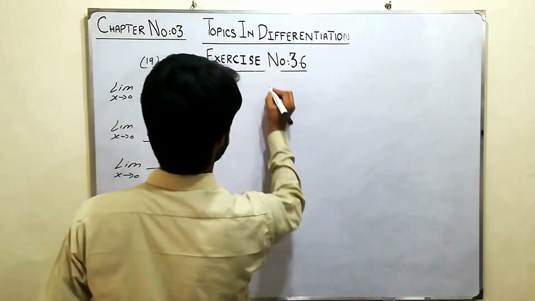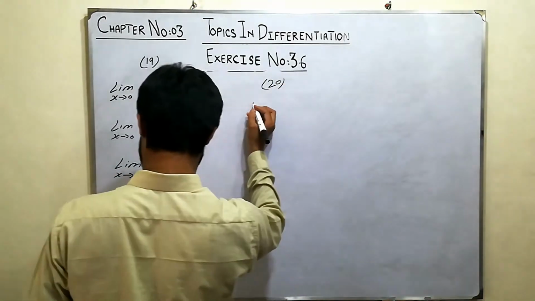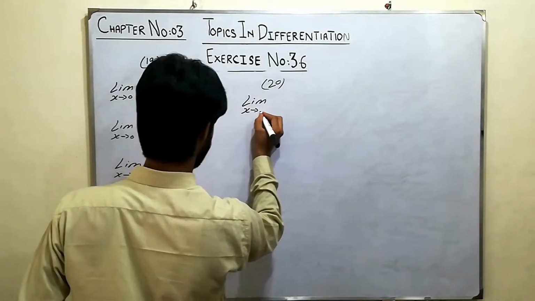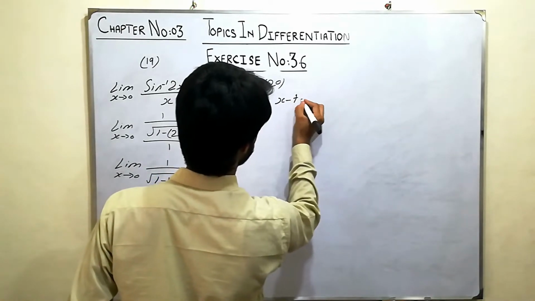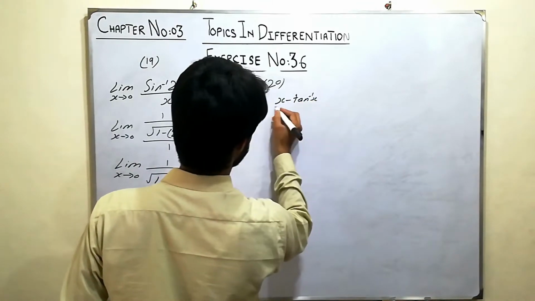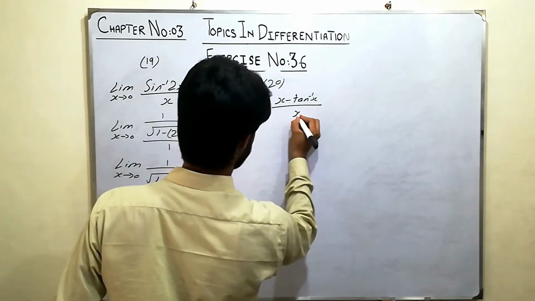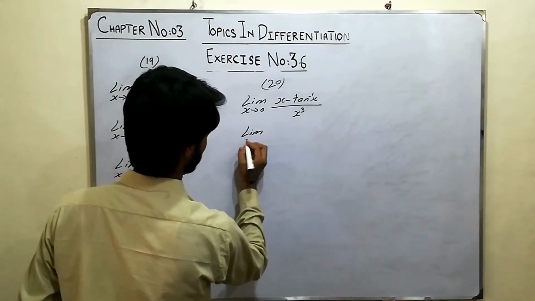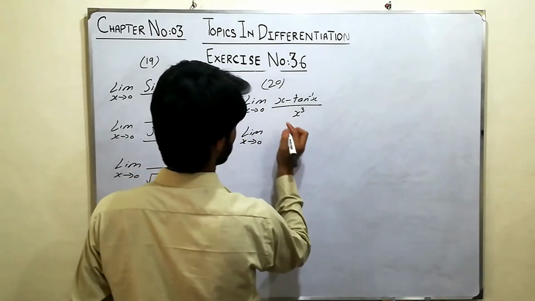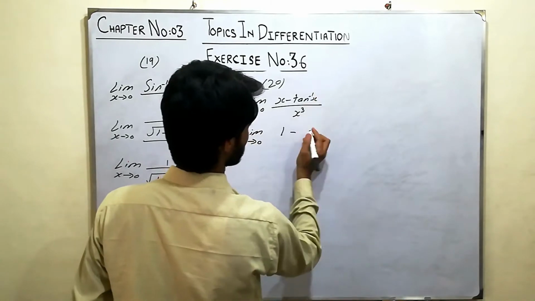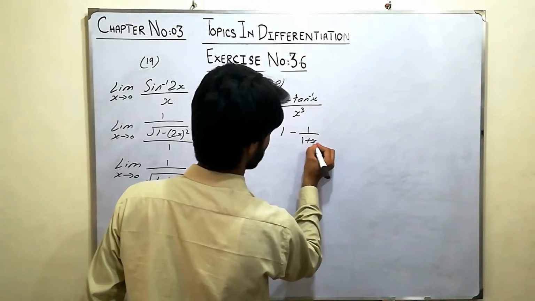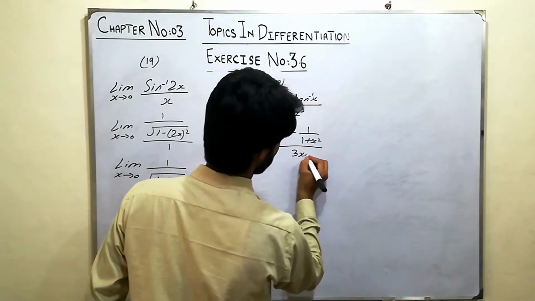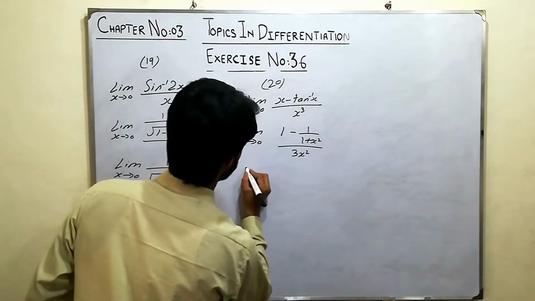Next question is question number 20. Limit x approaches 0, x minus tan inverse x divided by x cube. If we put in the limit, we have the form 0 by 0. Now take the derivative. The derivative of x is 1, the derivative of tan inverse x is 1 by 1 plus x square, and the derivative of x cube is 3x square. Solve this function.